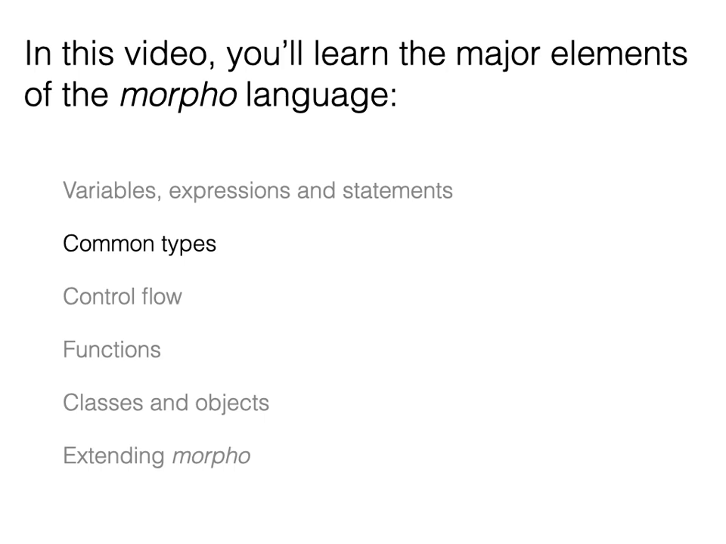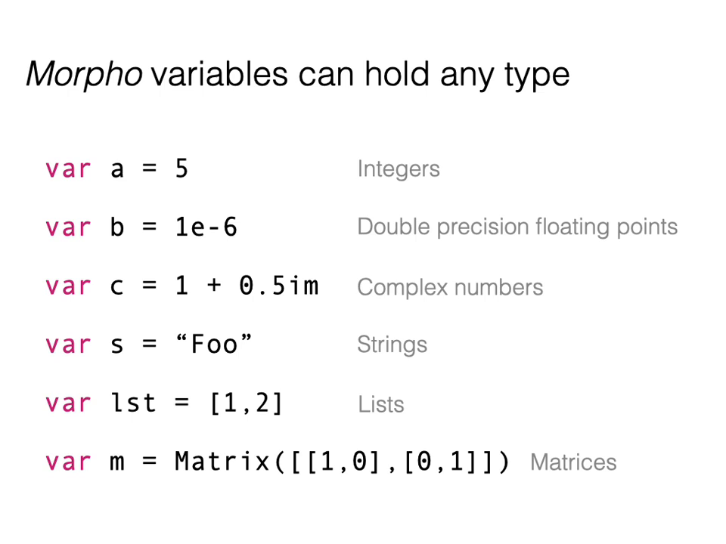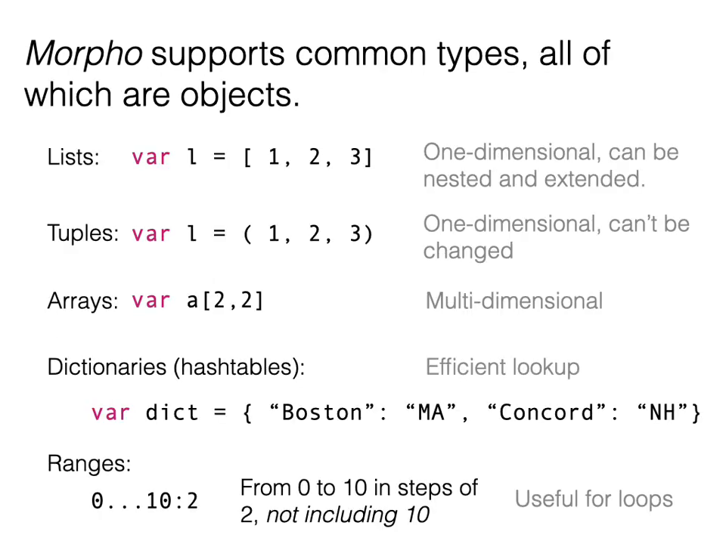So now we've learned a little bit about variables, we'll now look at some common data types that Morpho supports. You can create a variable, and variables can hold any type. Among those are really basic things like integers, floating points, and complex numbers that are written as shown. You can also create strings, lists, matrices, and many more. We'll look at a few other options.